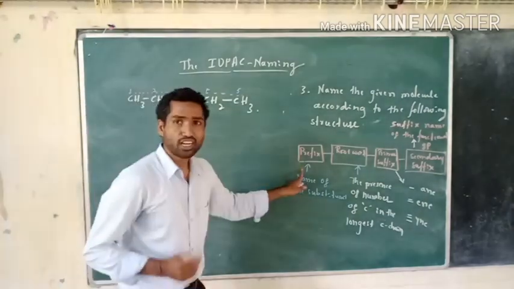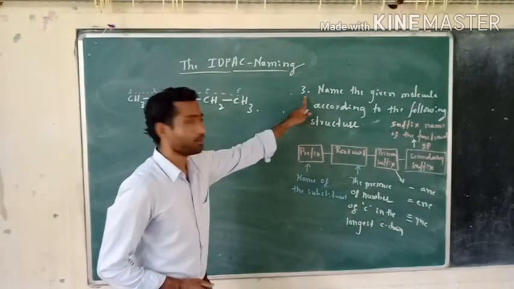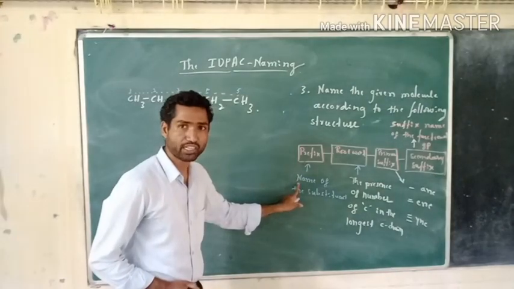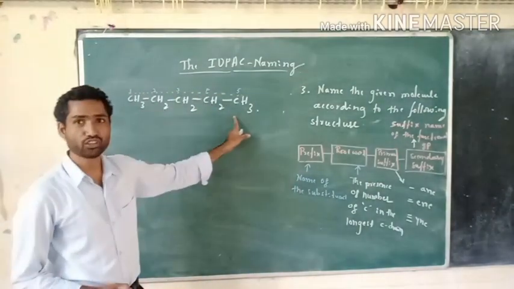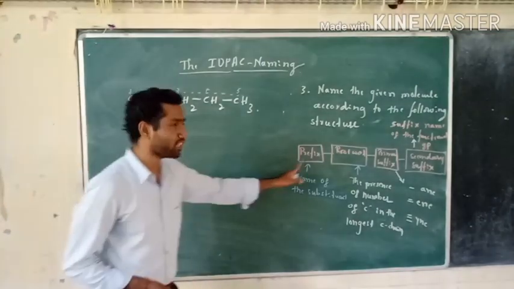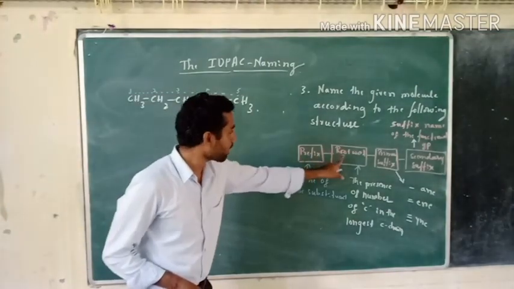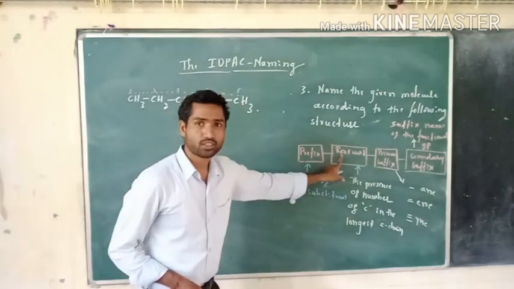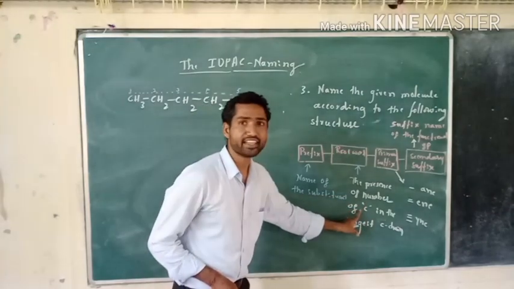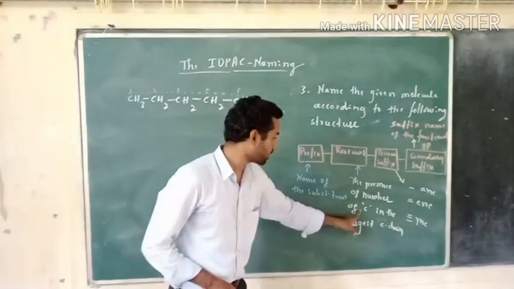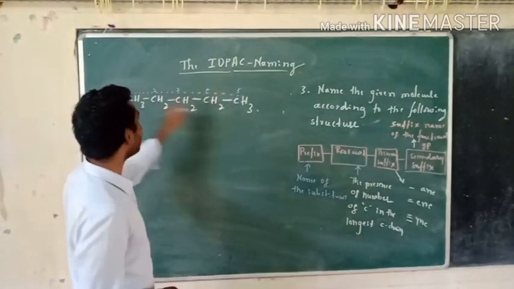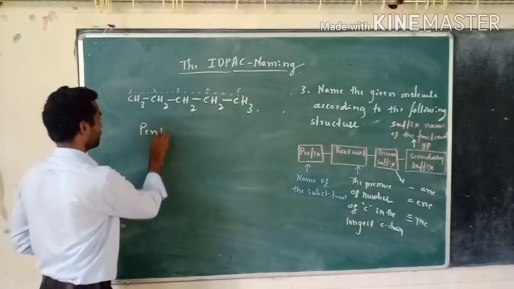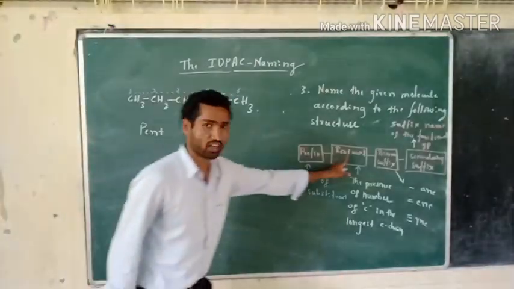So the third rule is that we have to write the name of the molecule according to this structure. First I have to write the prefix, the name of the substituent. There is no substituent in this molecule, therefore I am not supposed to write any prefix. Then I have to write the root word. The root word indicates the number of carbons in the longest carbon chain. There are 5 carbons in this longest carbon chain. Therefore, I have to use the root word pent. This is the root word.